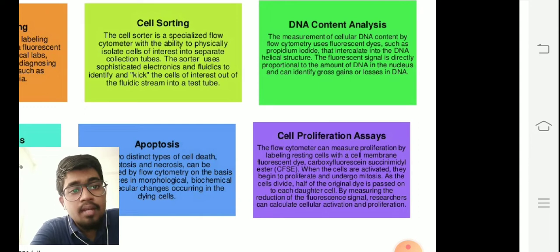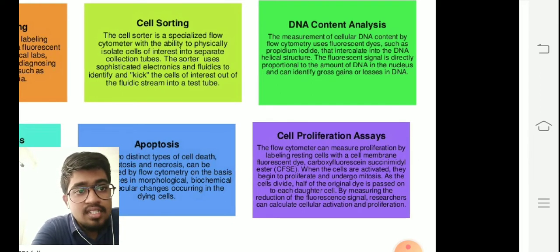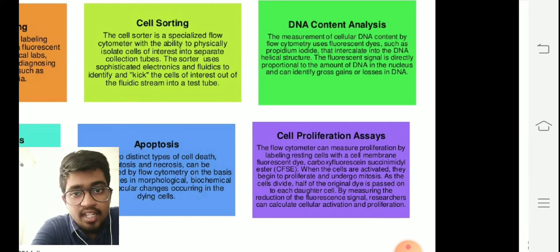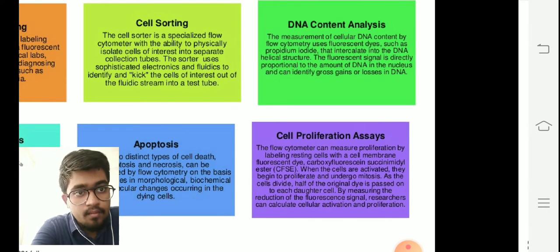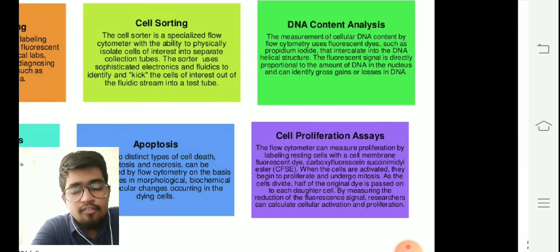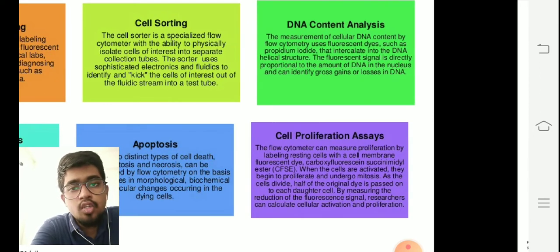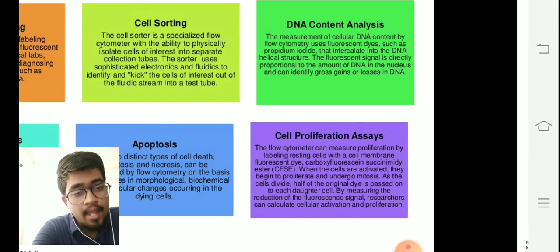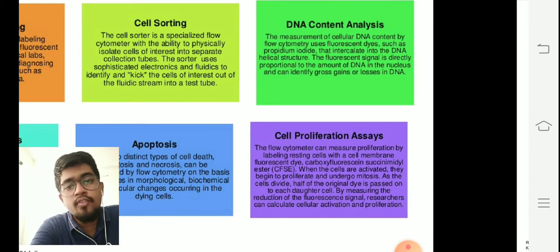The flow cytometer can measure proliferation by labeling resting cells with the cell membrane fluorescent dye carboxyfluorescein succinimidyl ester, CFSE as it is commonly known. So when the cells are activated, they begin to proliferate and undergo mitosis. As the cells divide, half of the original dye is passed on to each daughter cell. And by measuring the reduction of the fluorescence signal, researchers can calculate cellular activation and proliferation.